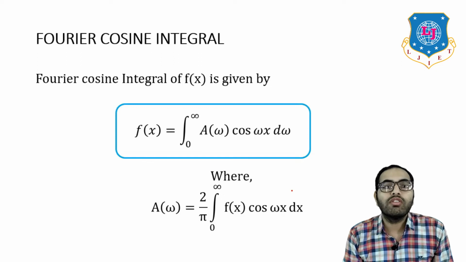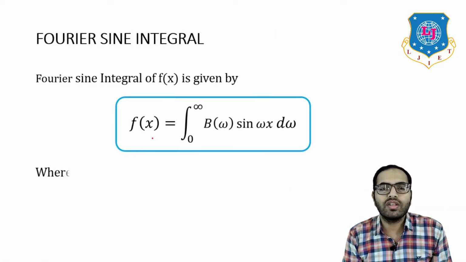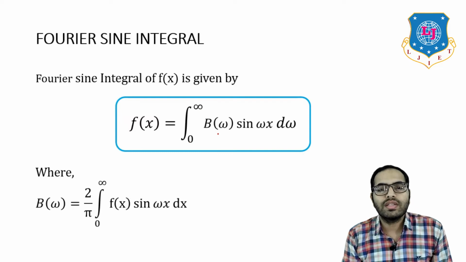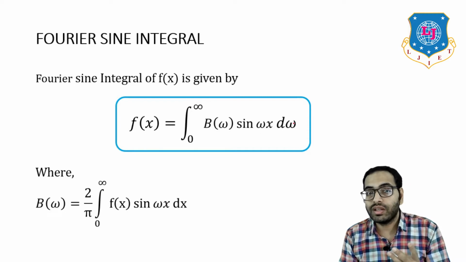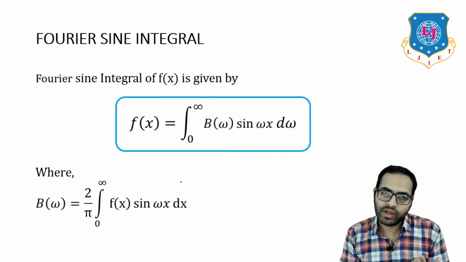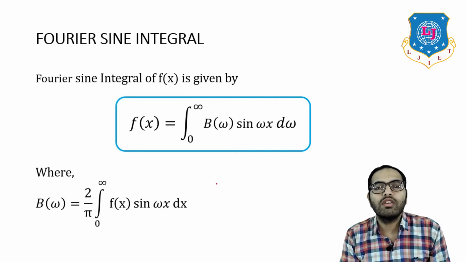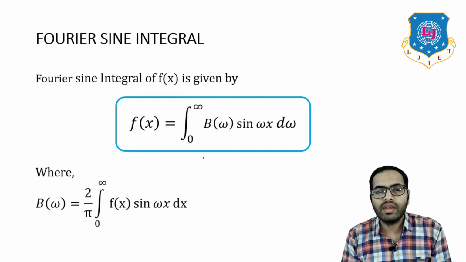Let's move on to the Fourier sine integral, given by f of x equal to integral 0 to infinity b of omega sin omega x d omega, where b of omega is equal to 2 by pi integral 0 to infinity f of x sin omega x dx. See, basically we have three methods in total: Fourier integral, cosine integral and sine integral. In the cosine integral, we just find the value of a omega. In the sine integral, we just find the value of b omega and substitute it in the Fourier integral formula.